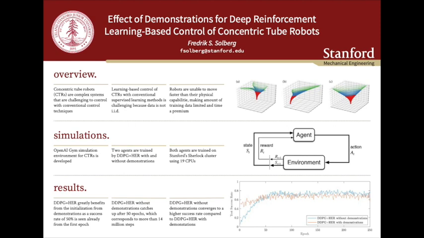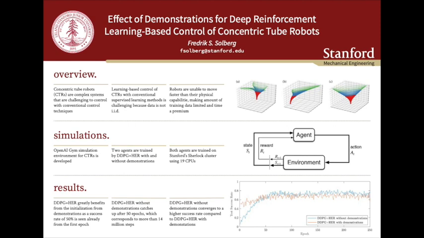After developing the environment, the effect of demonstrations was explored. This was done by training 2 agents using DDPG and HER with and without demonstrations. DDPG and HER was chosen because this previously has shown promise for similar environments. The agents were trained using 19 CPUs on Stanford's Sherlock cluster and synchronized by MPI. The success rate of the models is shown in the bottom right of the poster.